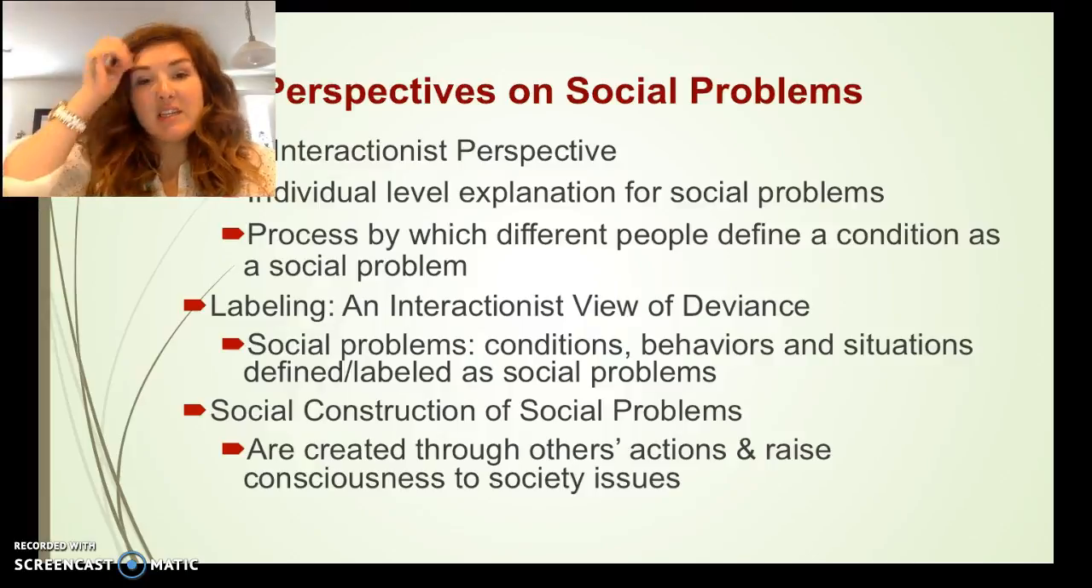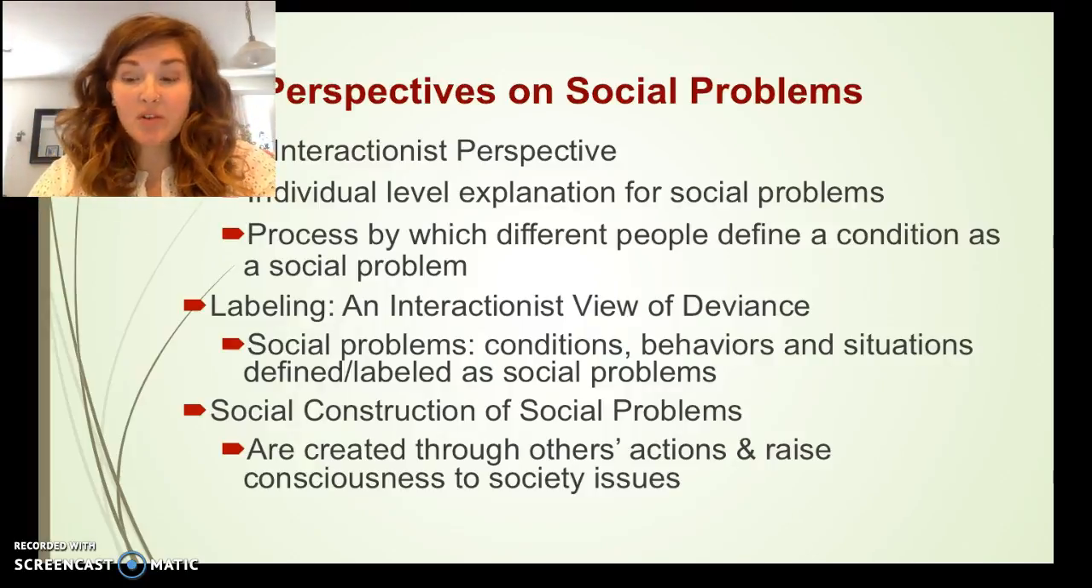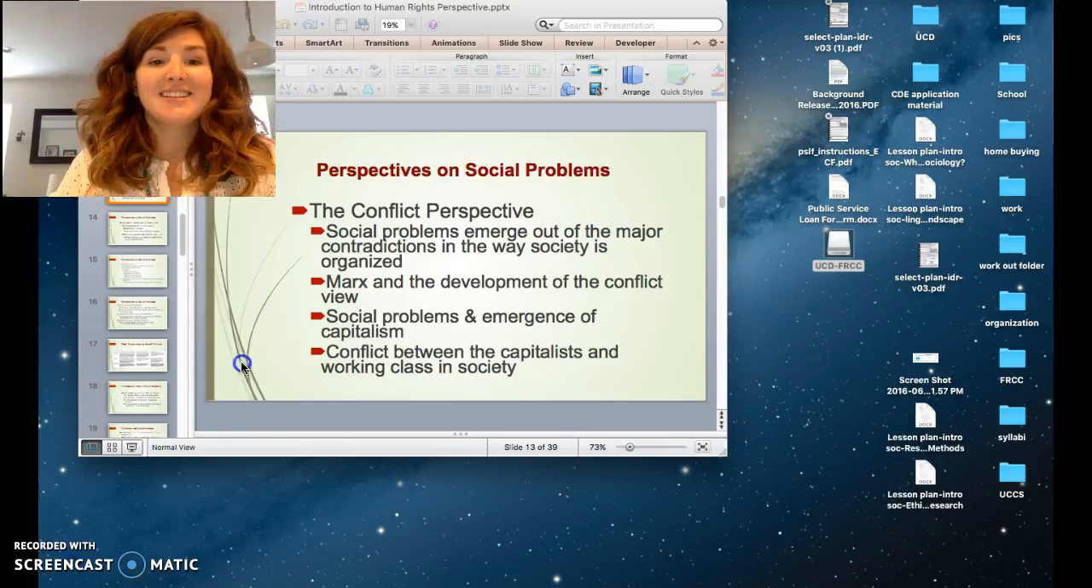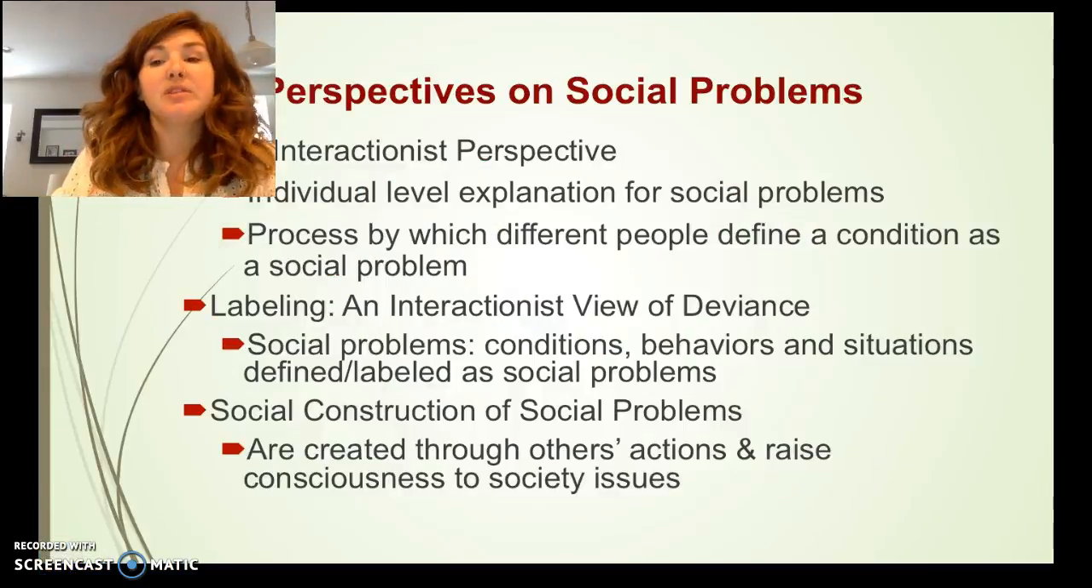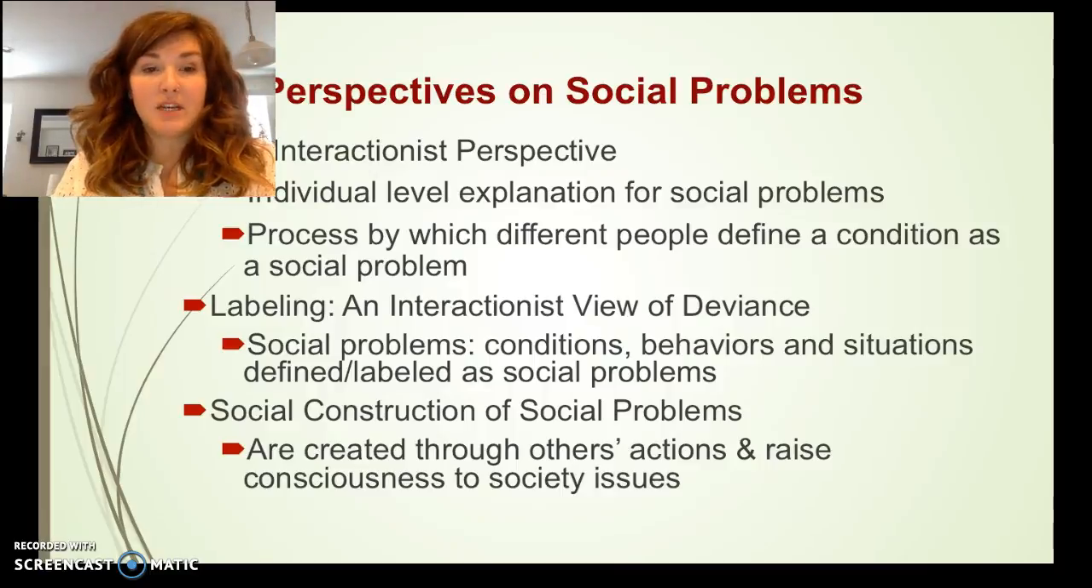So then our third one is the interactionist perspective. So far we've covered functionalist, conflict, and now we're into interactionist, our third foundational theory for the semester. So the interactionist perspective uses individual levels to explain social problems. This is a process by which different people define a condition as a social problem.